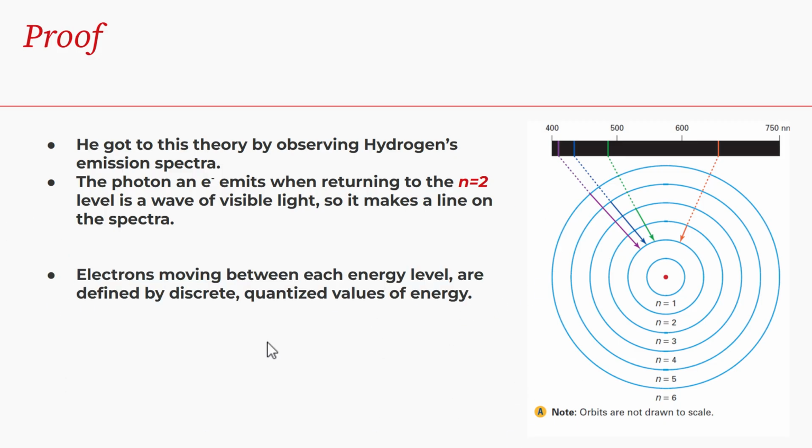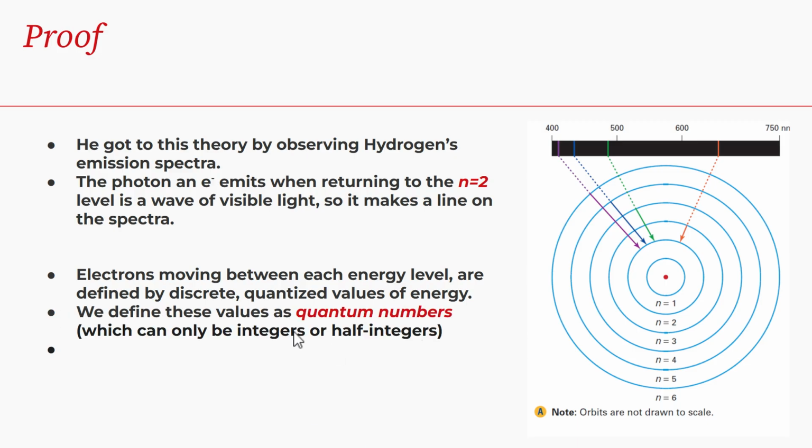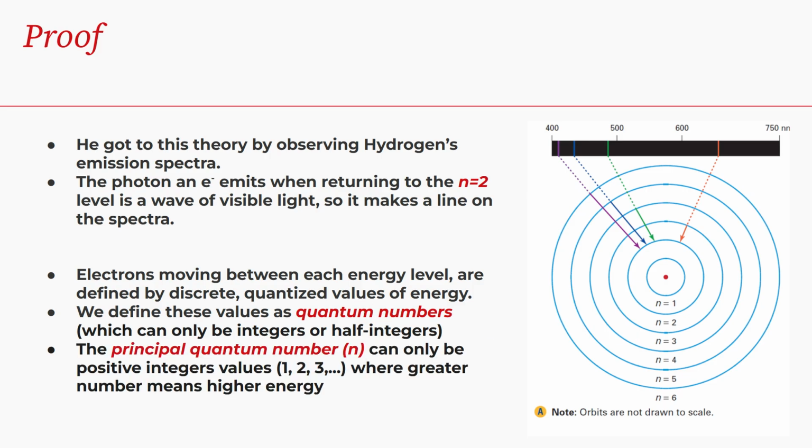So, what we can say is that electrons moving between each energy level are defined by discrete quantized values of energy, or photons. We can define these values as quantum numbers, which in this case can only be integers or half integers. This quantum number that we're talking about here is the principal quantum number, or n, and it can only be positive integer values, where the greater number means higher energy level. So basically, the principal quantum number is our energy levels.